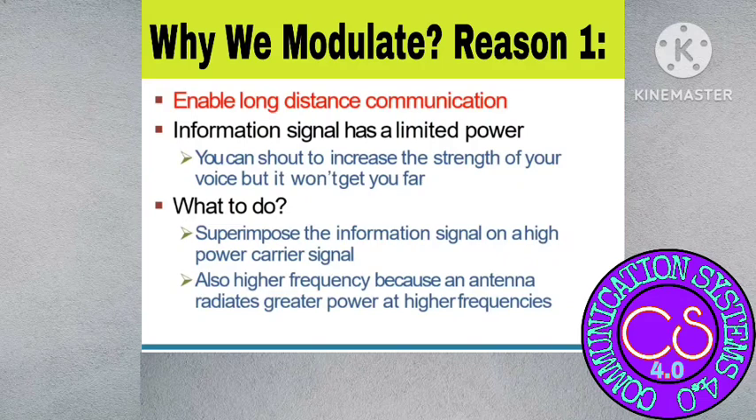Reasons. Why modulate? The reason number one is to enable long distance communication. The information signal has limited power. So in order to enhance its power and transmit it over a long distance, we are going to modulate it. How? That is the question now. So the first reason why modulate, reason number one, is to enable long distance communication.